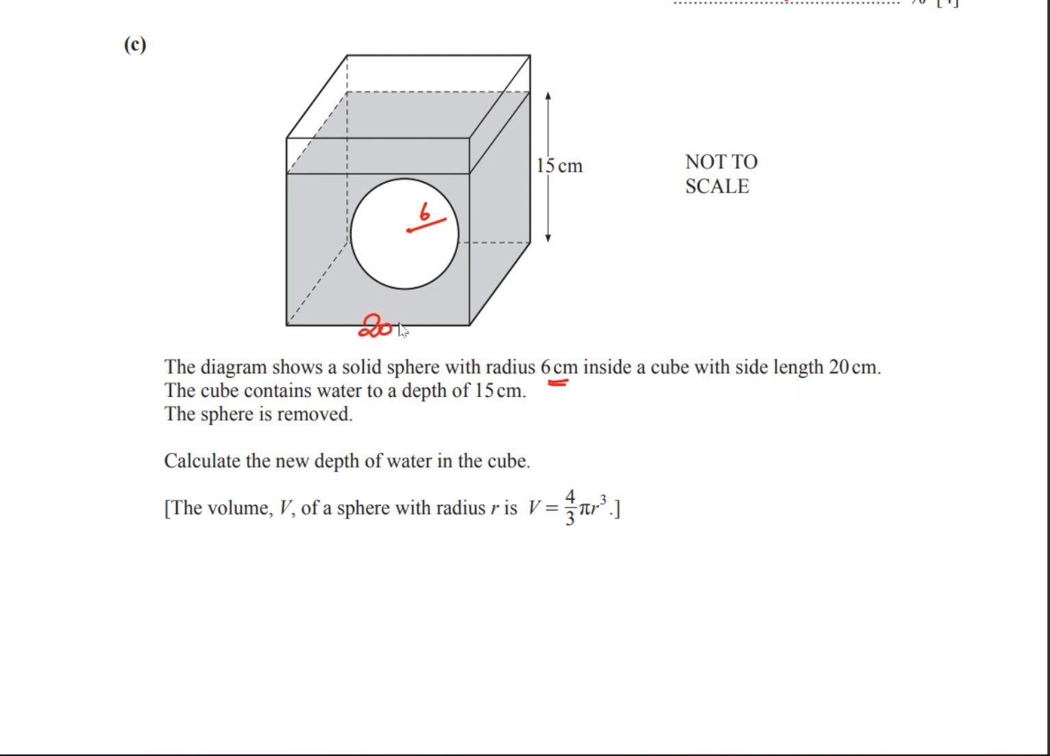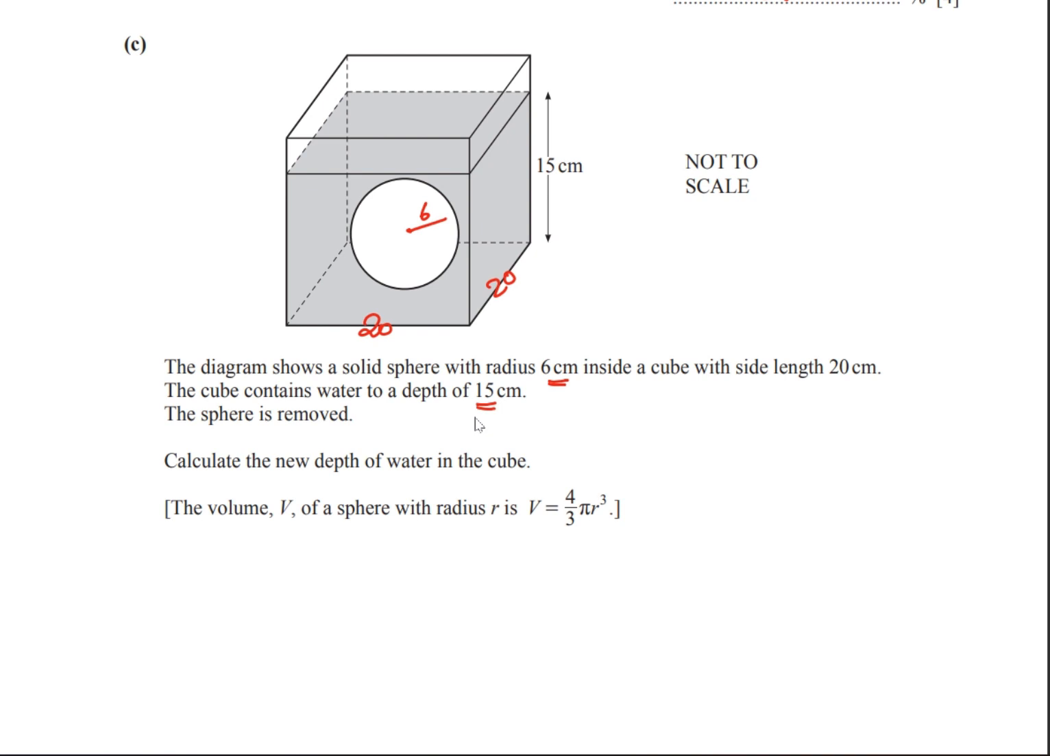That means this is 20 and this is 20, and the whole height here is 20, but it seems to be filled till 15 only. The cube contains water up to 15 centimeter only. Then the sphere is removed. Calculate the new depth of the water in the cube.